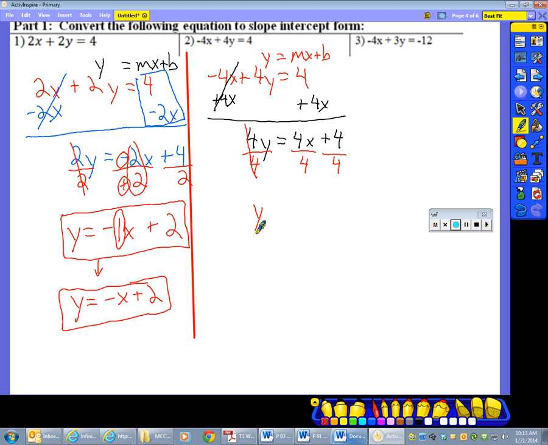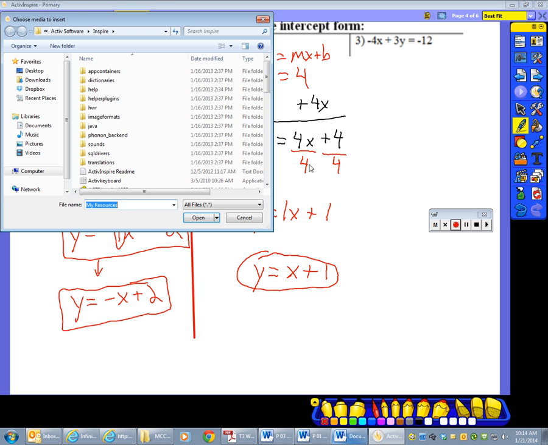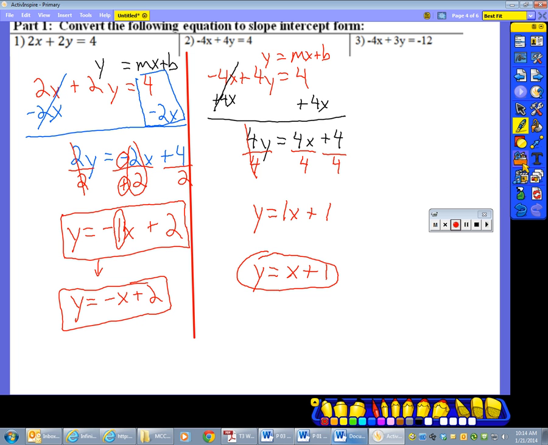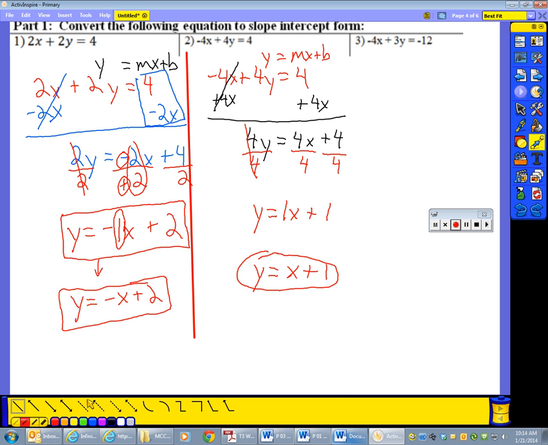So now y equals 1x plus 1. Or a more mathematical way to write it is y equals x plus 1. Okay, both are correct. So I'm going to just circle this one because that's how I'd like to see the answer, but if you do it differently, that's okay. Alright, so now let me create another line to separate these.